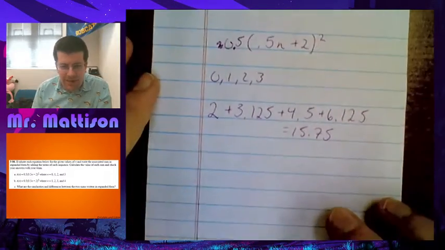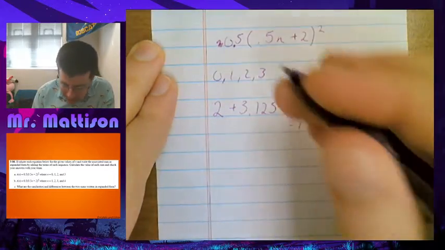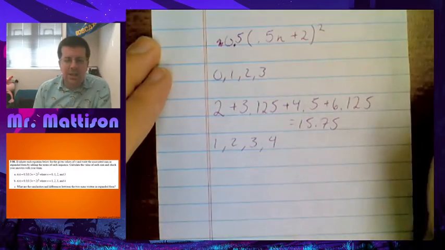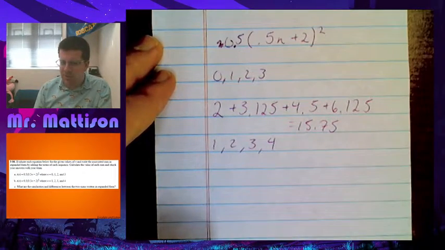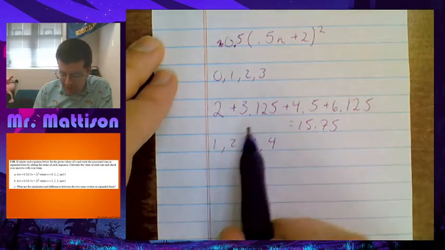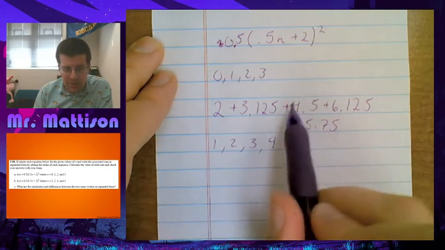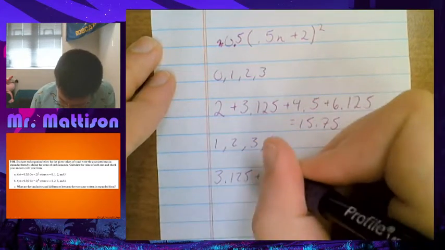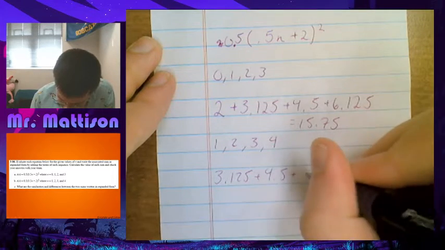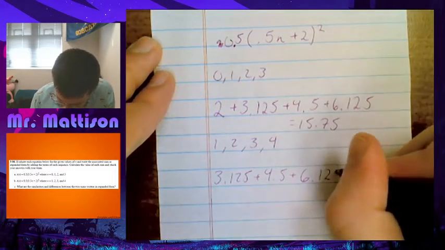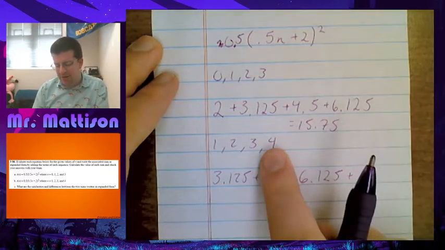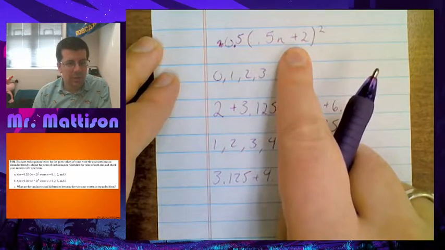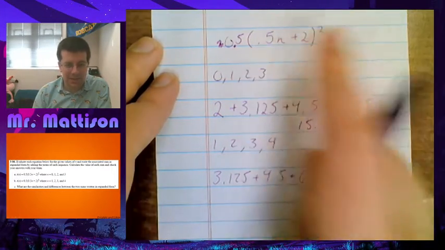Okay, so now let's do the exact same thing, but for the numbers 1, 2, 3, and 4. Now you can probably already get that I know what most of those are. If I plug in 1, I'm going to get the same thing as I got here for 2 and 3. So it's really going to be 3.125 plus 4.5 plus 6.125. So the only thing I really need to do is the 4. If I plug in 4, half of 4 is 2. 2 plus 2 is 4. 4 squared is 16. Half of 16 is 8.